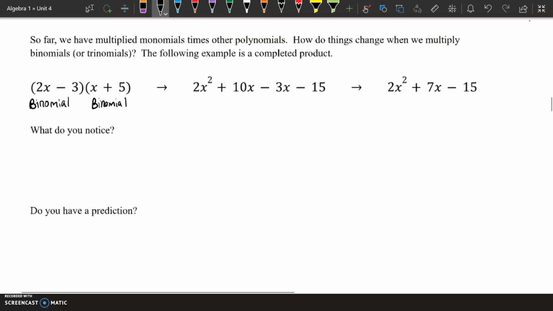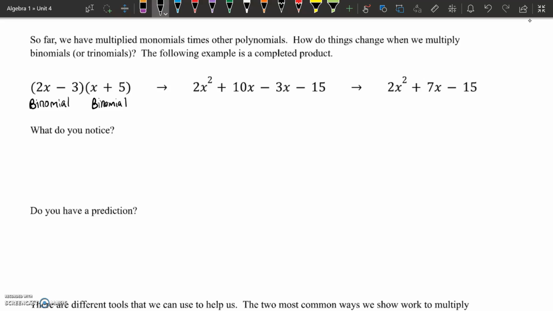On our notes here, we've got the section for you guys to see what you notice and make a prediction as to how this happens. So if you don't mind, maybe press pause and write down something that you notice and some kind of prediction that you might have as to how we get from a binomial times a binomial and wind up with this trinomial in the end.